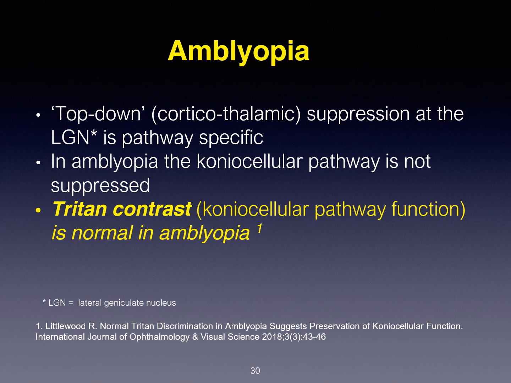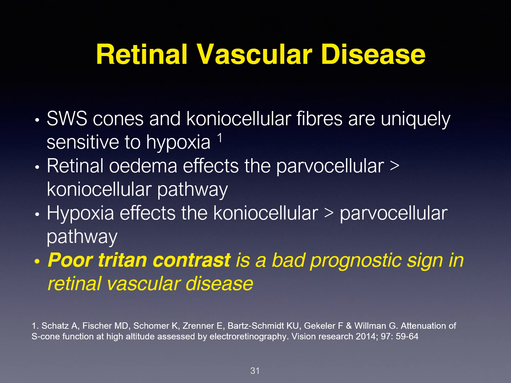And it's useful because this is a positive test for amblyopia, unlike the normal diagnostic criteria, which is simply a diagnosis of exclusion. Another condition in which Tritan testing is useful is retinal vascular disease, because the parvocellular system is especially affected by edema, but less sensitive to ischemia than the coniocellular system. The reverse is true for the coniocellular system because the spatial density is so low that edema hardly affects its performance. So anyone who has a very low Tritan contrast score has a poor prognosis after central vein occlusion or in diabetic retinopathy.